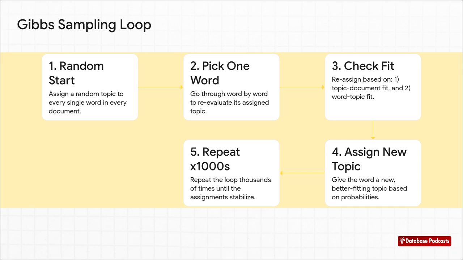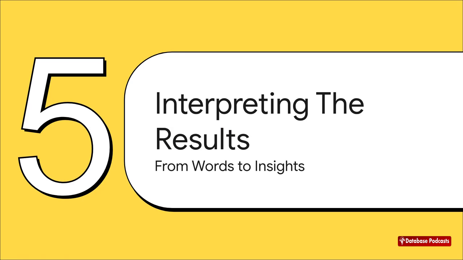You give them a new team jersey. Then you move to the next person, and the next, and the next. You do this thousands of times, and slowly but surely, the teams start making sense. People who belong together end up on the same team. That is exactly what Gibbs sampling does with words and topics. Okay, so the computer has been iterating thousands of times, sorting all the words onto their proper teams. After all that hard work, what do we actually get? What does the output look like?